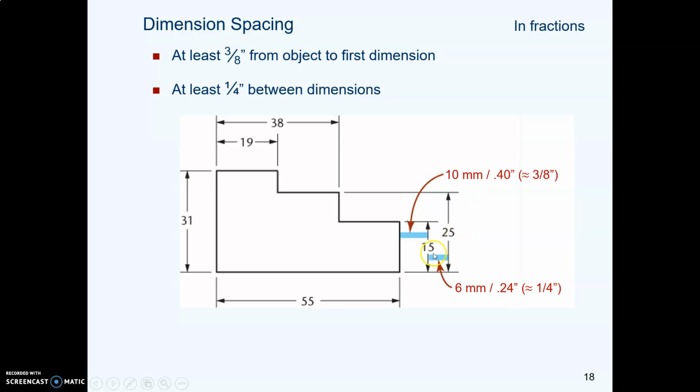And then whatever spacing you decide on, to make your drawing look professional, make all the dimensions uniformly spaced. So if you're going to make them 1/4 inch apart, make all of them 1/4 inch apart. If you're going to make them 1/2 inch apart, then make all of them 1/2 inch apart.